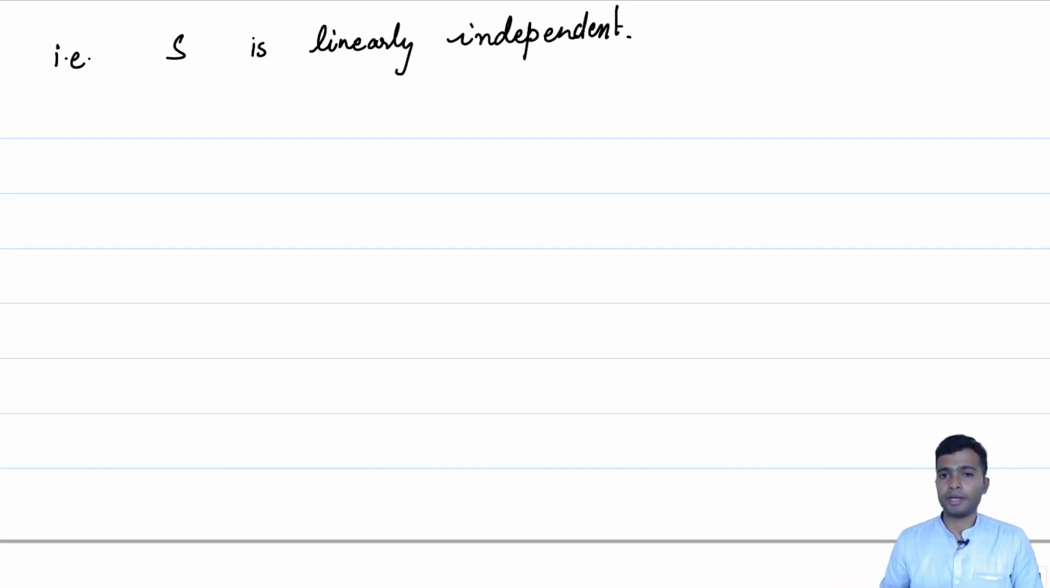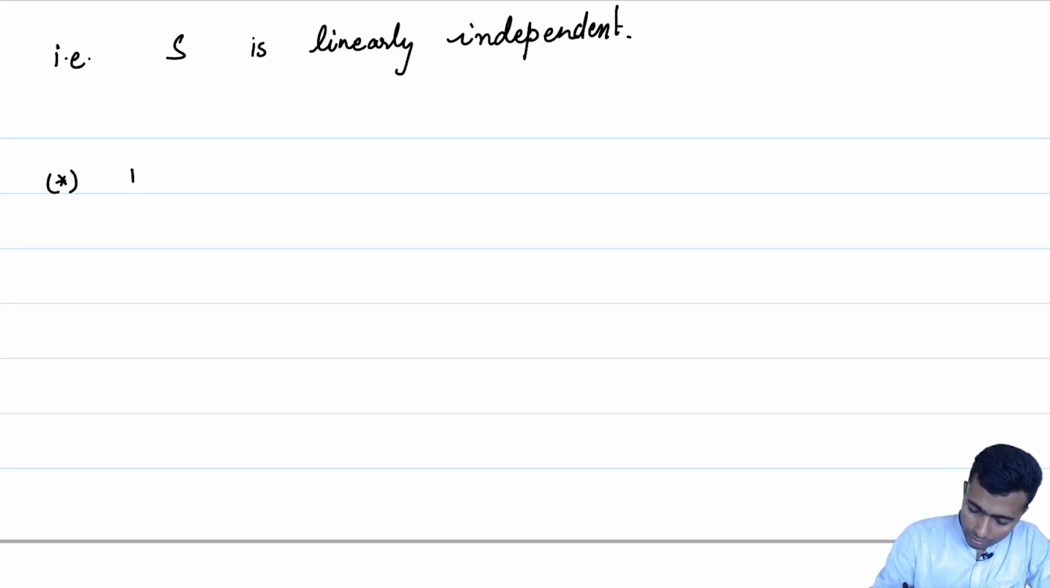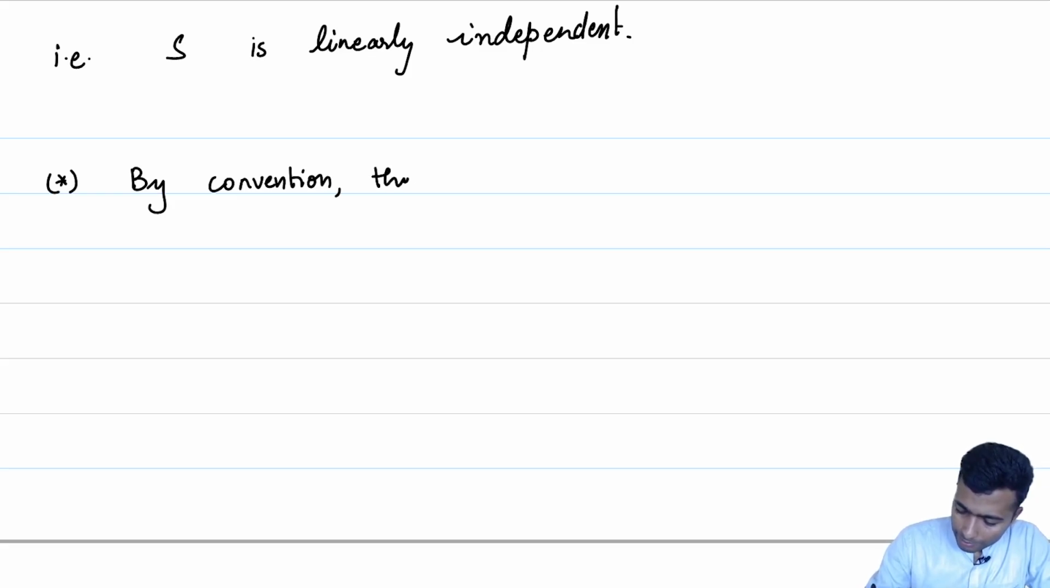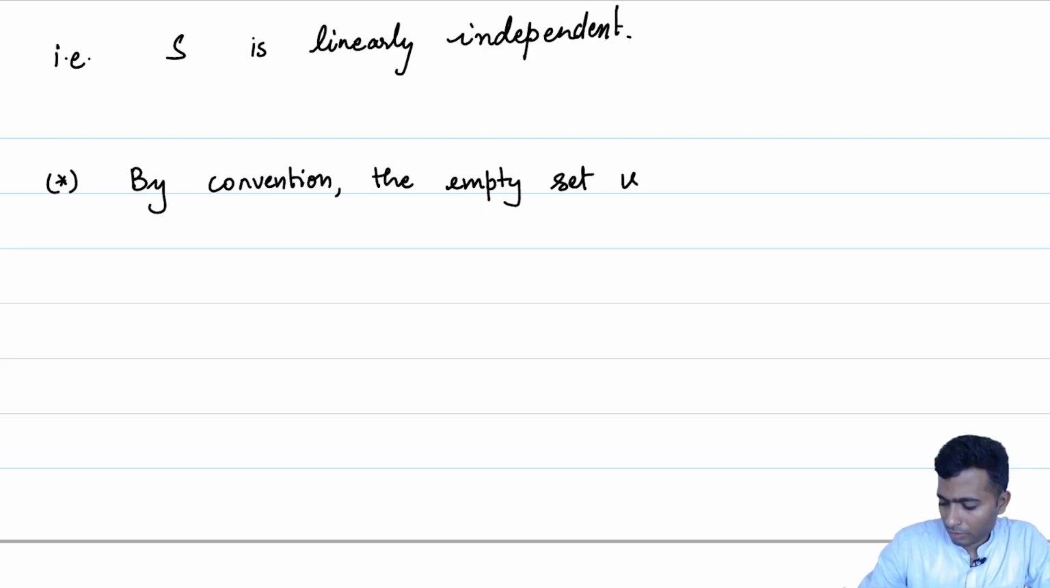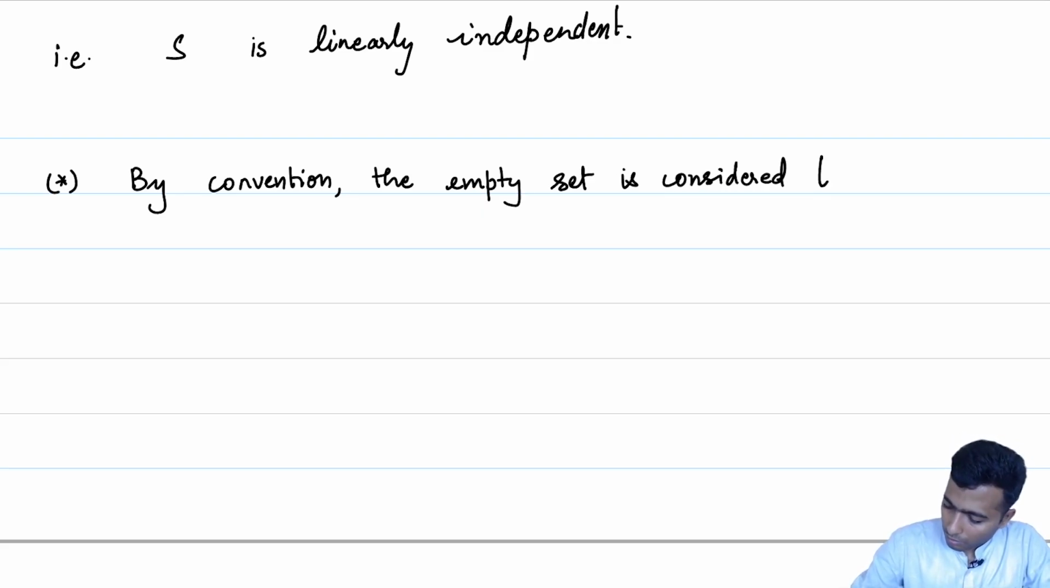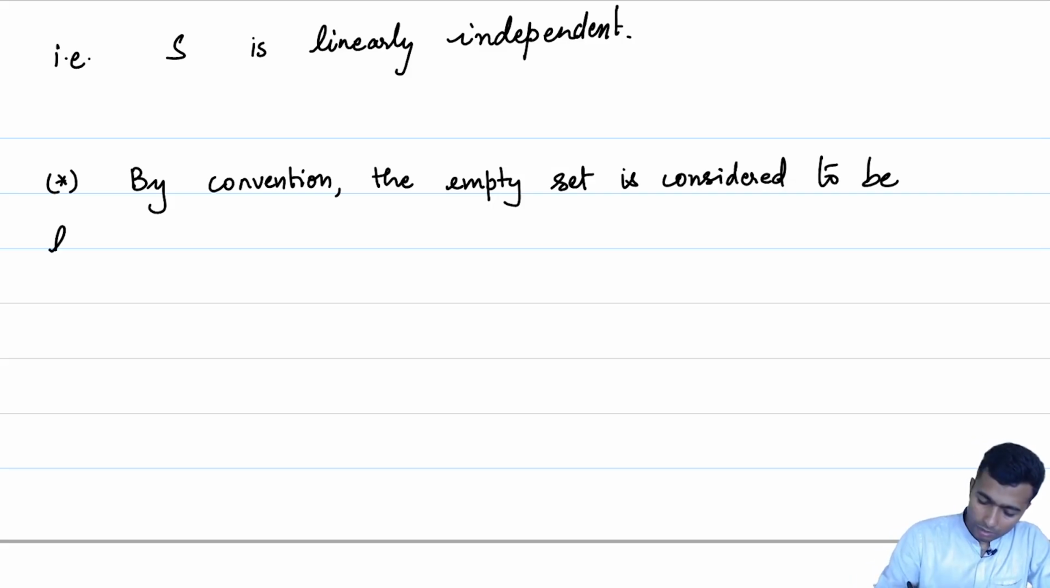By convention, the empty set is considered to be linearly independent. Let me just note that by convention, the empty set is considered to be linearly independent.